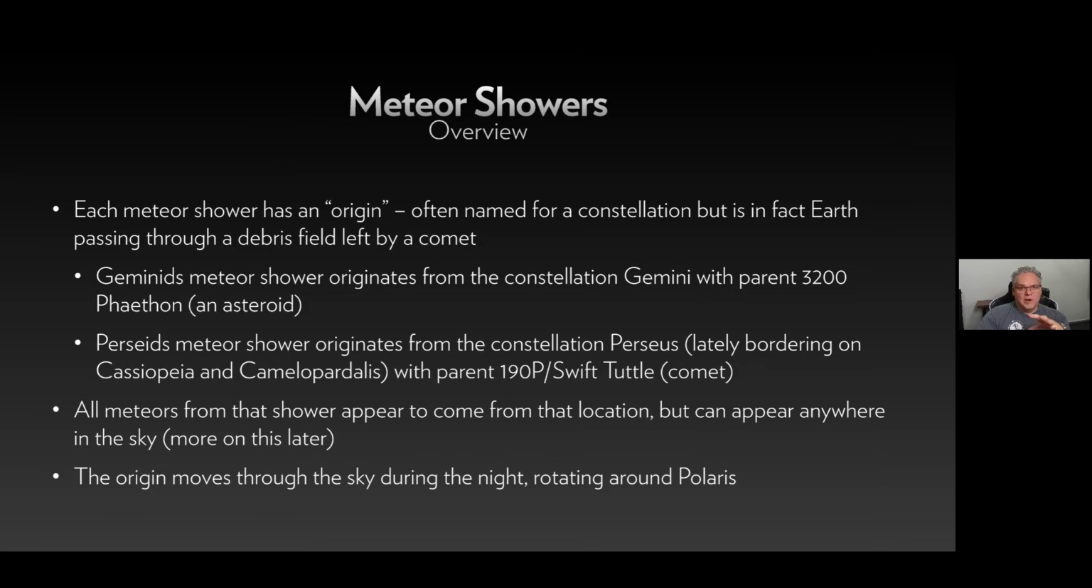It can appear anywhere, though. It can be at the far horizon on the other side of the hemisphere of the sky, right? And the origin moves through the sky during the night, and it rotates around Polaris, which we'll talk about in depth. But that helps you understand where the meteors are going to be pointing towards or where they could possibly be coming from.